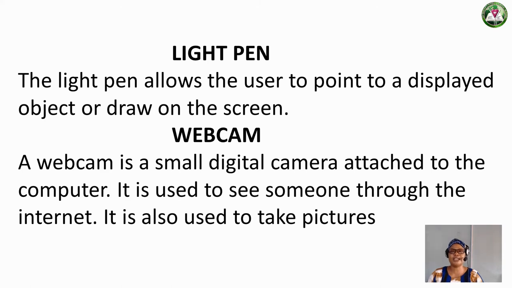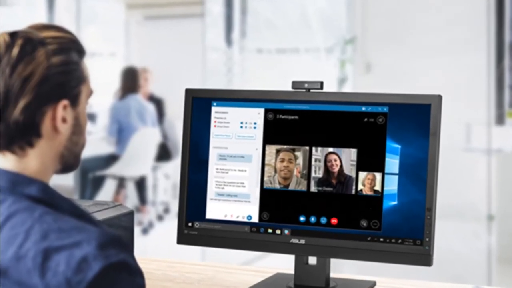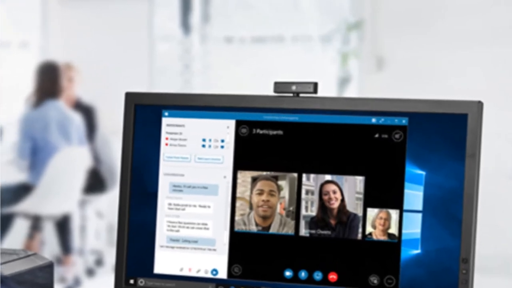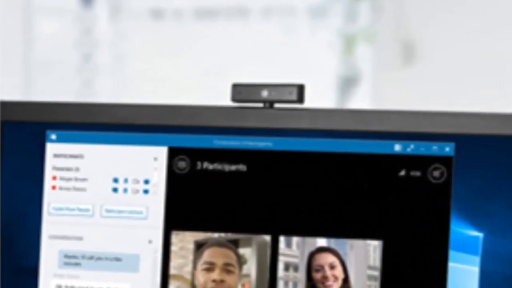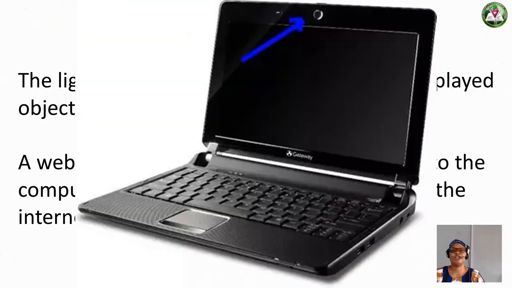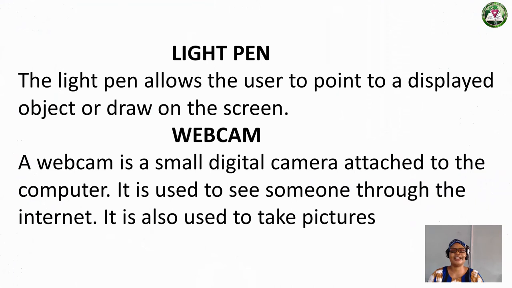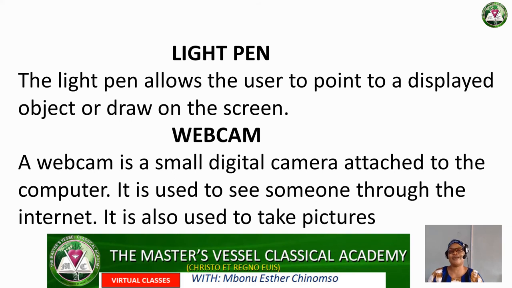Then the next one is webcam. A webcam is a small digital camera attached to the computer. This webcam, you will see it on the laptop. I am also using it here. It is used to see someone through the internet. It is also used to take pictures. It is also used to record videos. It's different from a digital camera, but performs the same function as a digital camera. We'll also look at that in our next class.